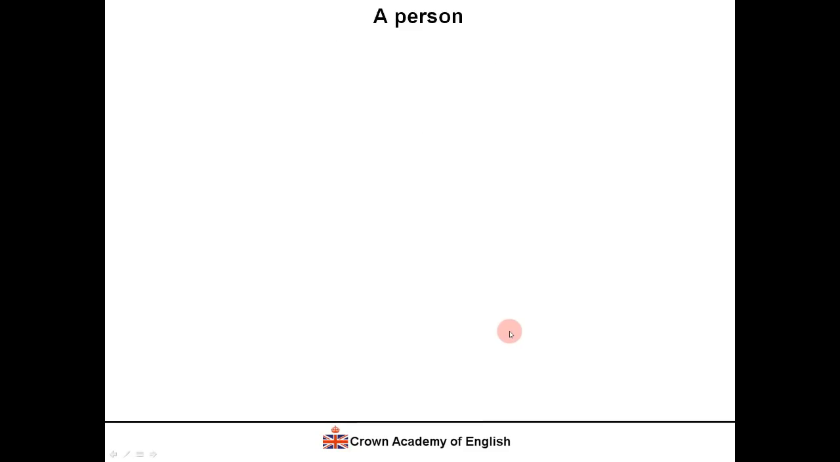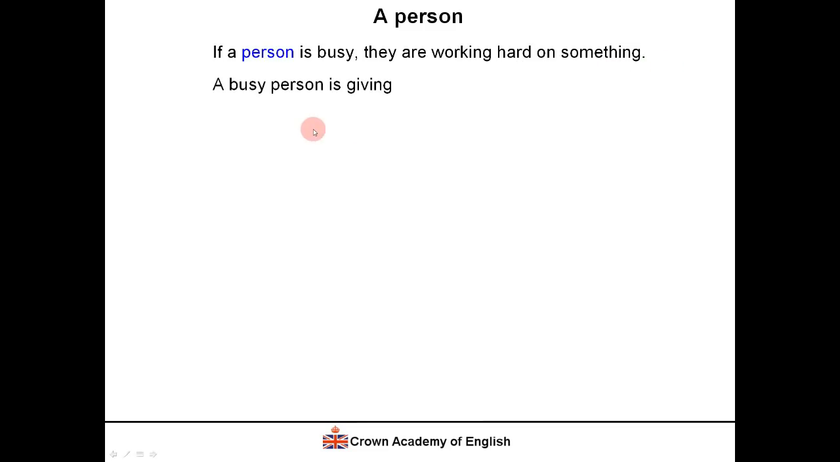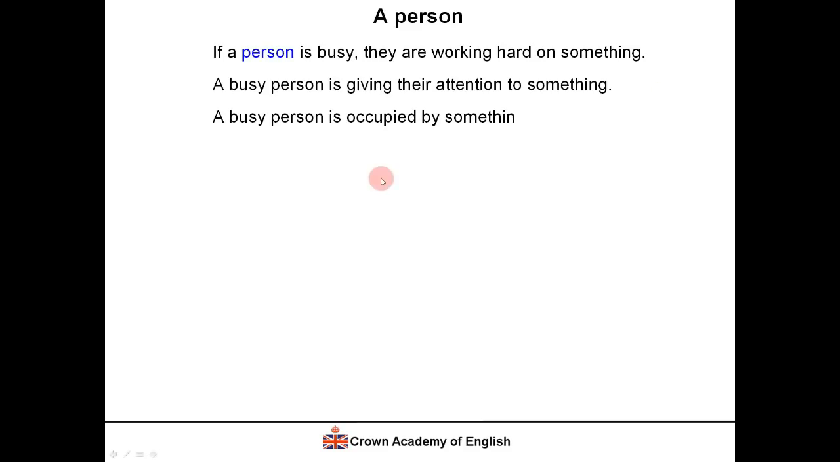So first of all, a person. So let's look at busy modifying or describing a person. So if a person is busy, then they are working hard on something. A busy person is giving their attention to something. A busy person is occupied by something, by an activity. So let's look at some examples.